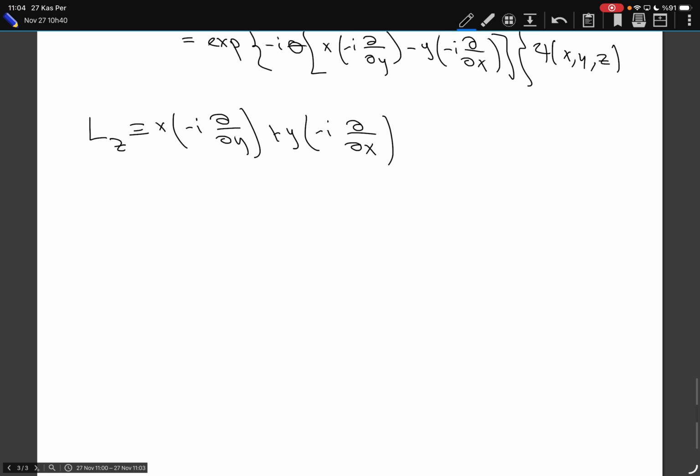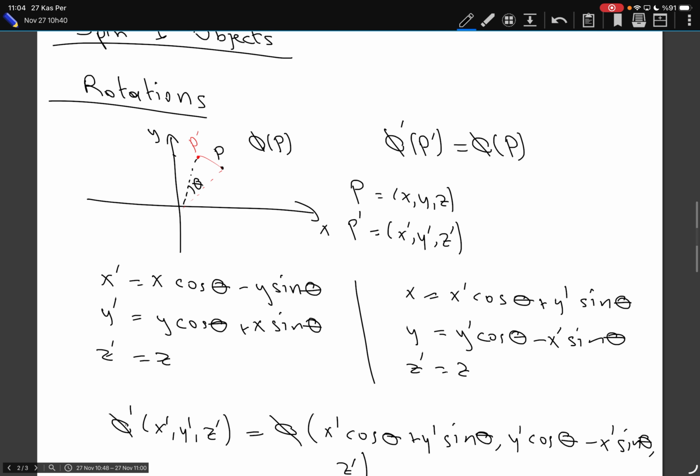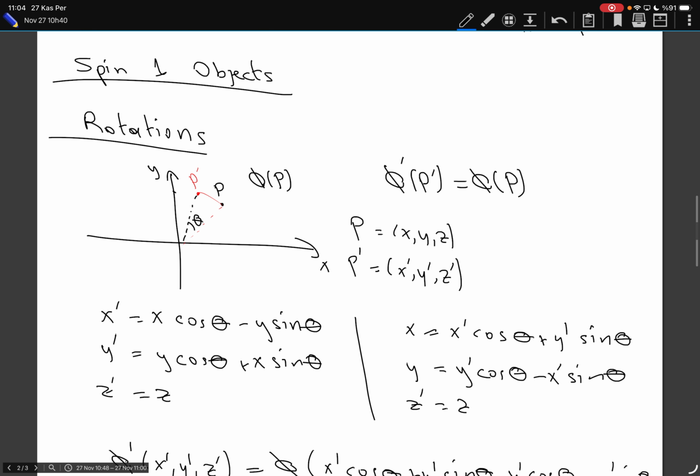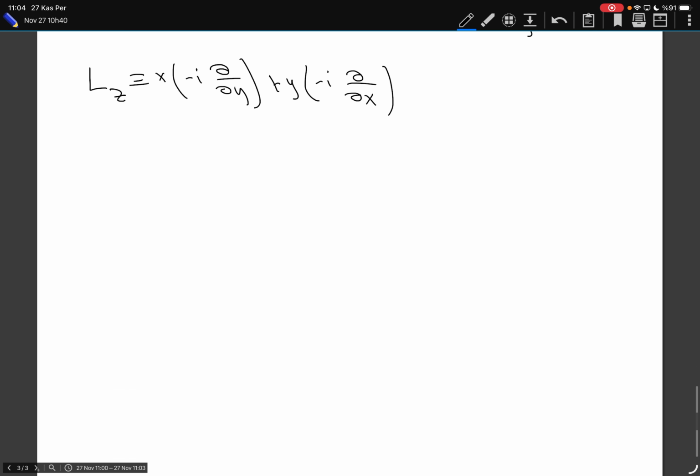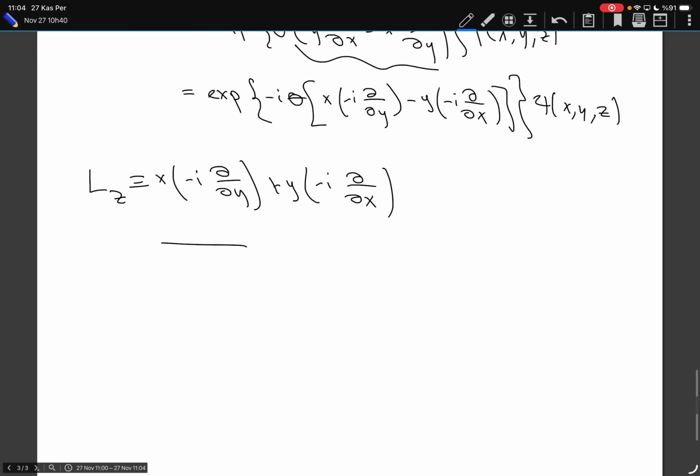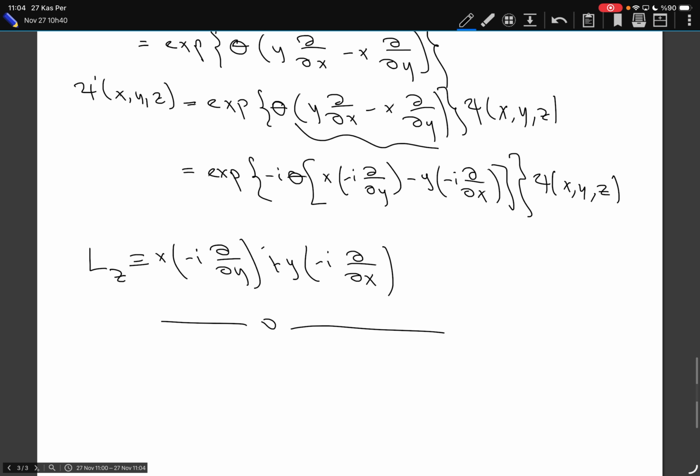Now let's look at what happens if instead of a function that assigns a number at every point, you see, phi is a function that assigns a number at every point. It can be a complex number, real number, whatever. It's a number. It doesn't have a direction. Let's assume that now, yeah, there's a minus in between.